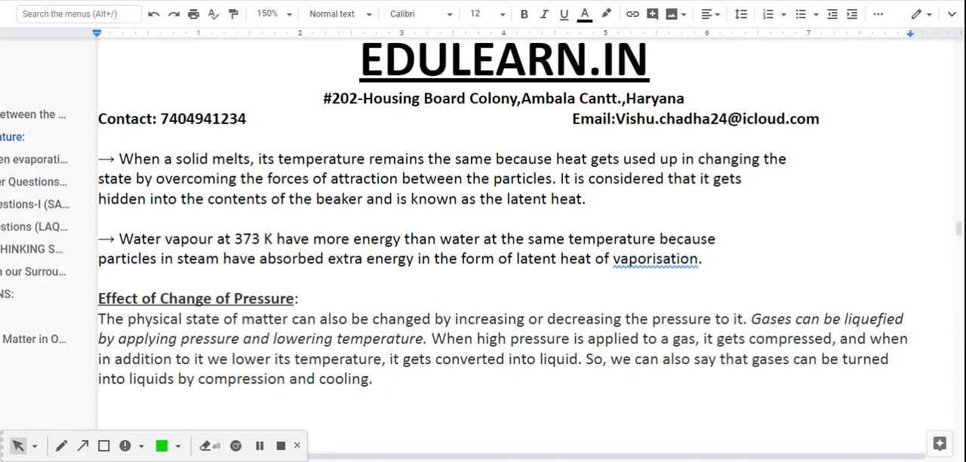It is considered that it gets hidden into the contents of the beaker and is known as latent heat. So, vapor at 373 Kelvin has more energy than water at the same temperature because particles in steam have absorbed extra amount of latent heat of vaporization. So, basically, यहाँ पे उन्होंने बहुत ज़्यादा extra amount of latent heat of vaporization जॉब कर ली है.